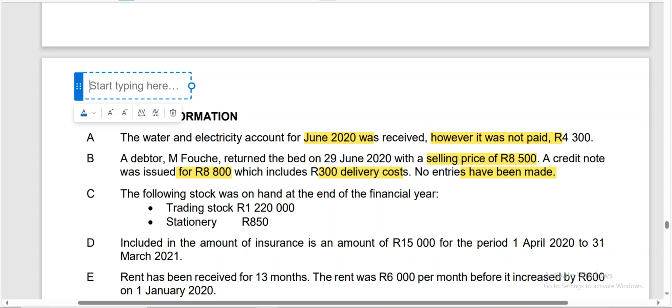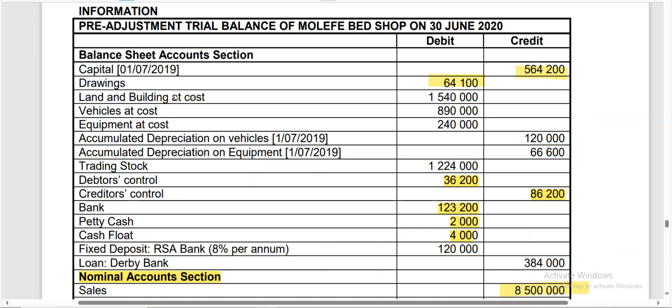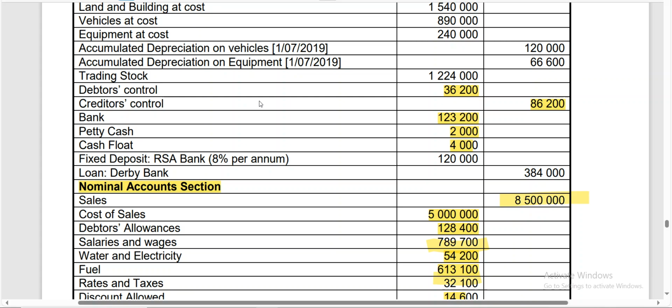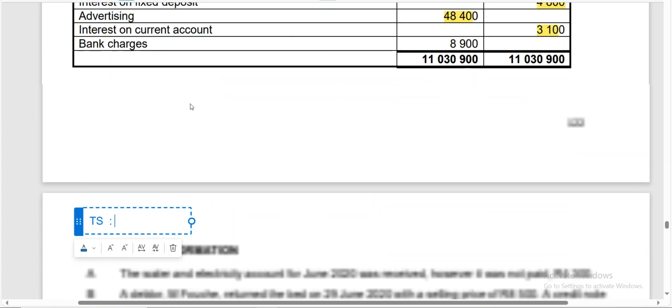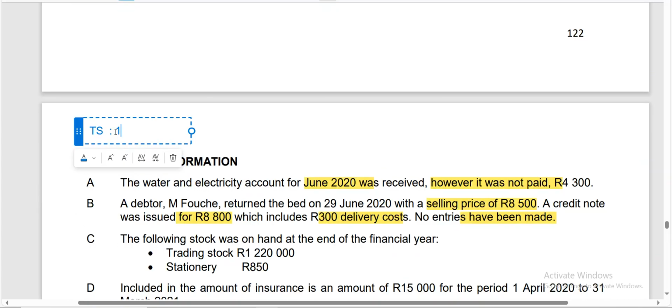So here we will do our trading stock record so that we can determine if there was a deficit or a surplus. So remember, according to our trial balance, our trading stock from the records is 1,224,000. So we're going to put that 1,224,000 here, and then we will look for the cost price. So we are going to need to add back whatever that was returned.